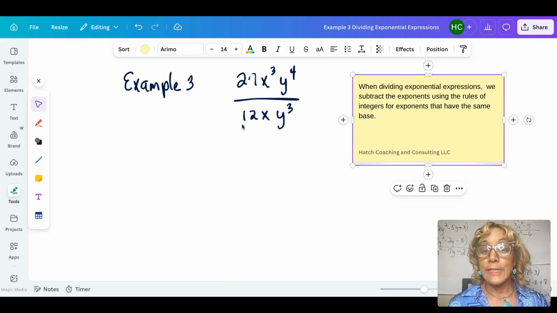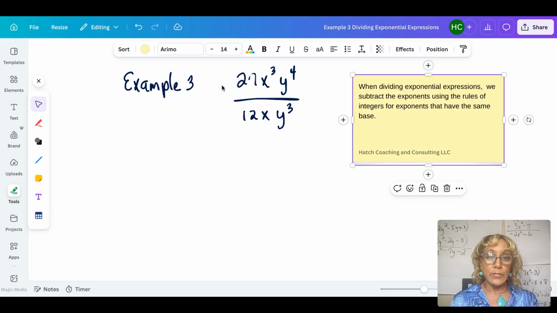In this particular example, I have coefficients of 27 and 12, and then I have x to the third in the numerator and x to the first in the denominator, y to the fourth in the numerator, y to the third in the denominator. So remember, when we're dividing exponential expressions, we're going to subtract out the exponents of those variables that have the same base, and we're using our exponent rules.